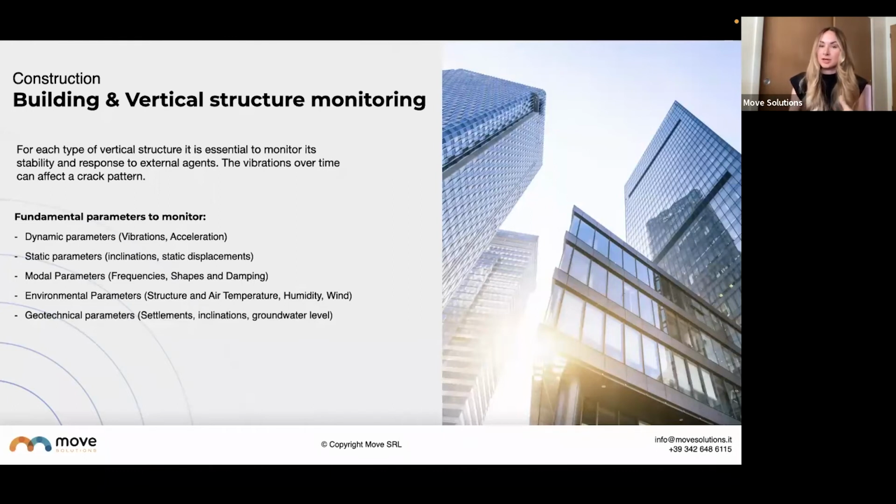There's a lot of ways to monitor the buildings. And I know building monitoring is very common on the West Coast with all of the earthquakes, but it's also becoming common all around the country.